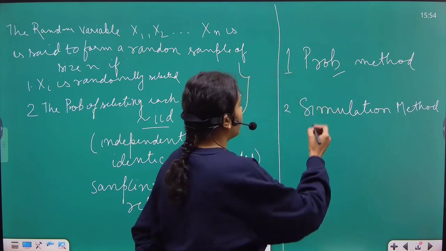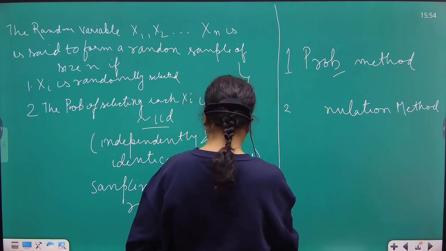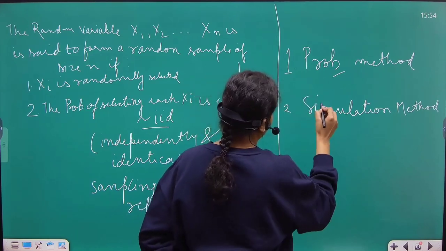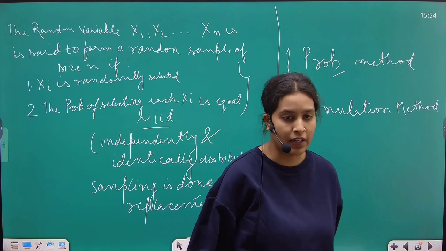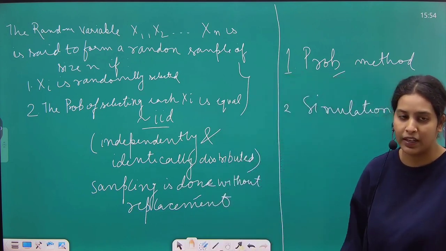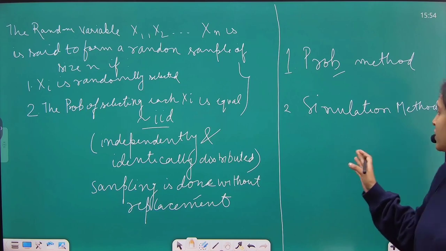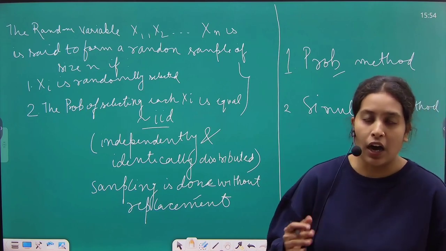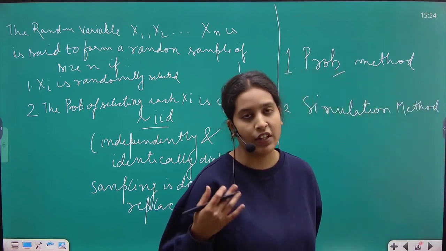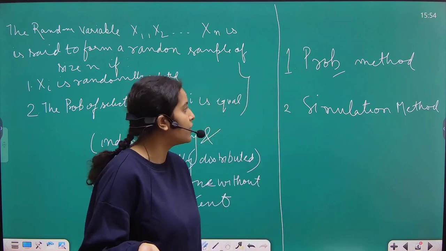But when the sample is a little bit complicated, it has complex values and complex numbers, then the simulation method is used, which is usually carried out with the use of a computer or software, which gives us the distribution.